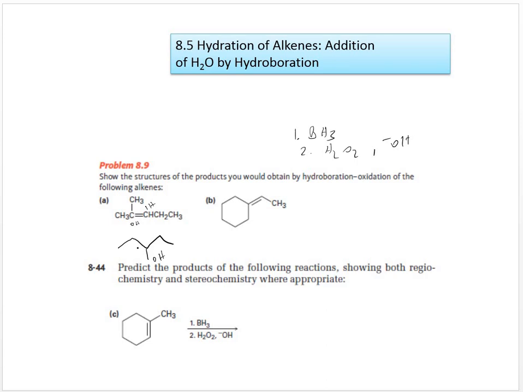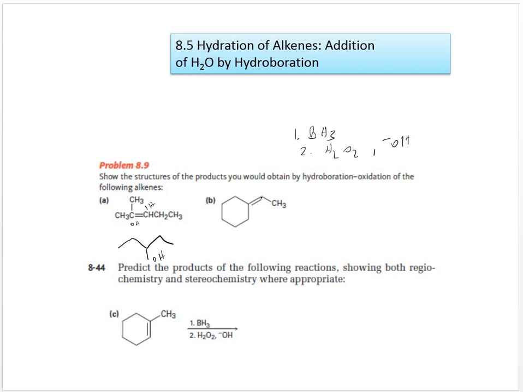So you don't have to show that H and OH are added to the same side. Why? Because we have an open chain. It's not a cyclic alkene, so these bonds can rotate. Whatever you get, it will go to its lowest energy conformer. So we don't show stereochemistry when we have open chain alkenes.